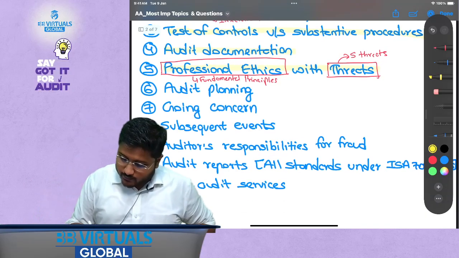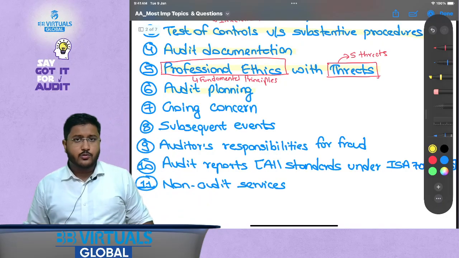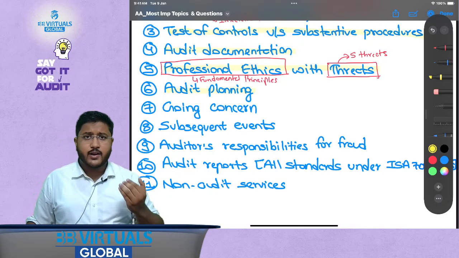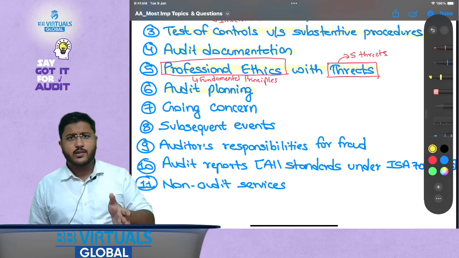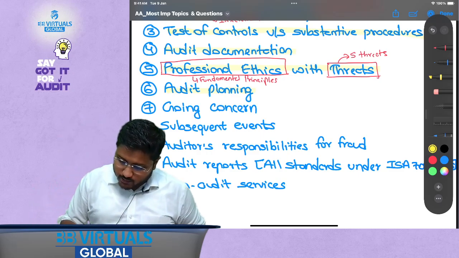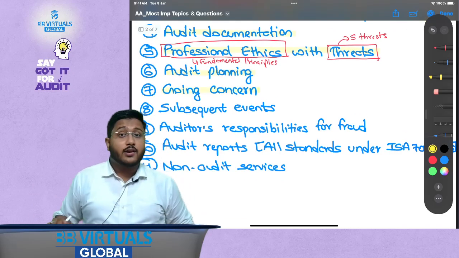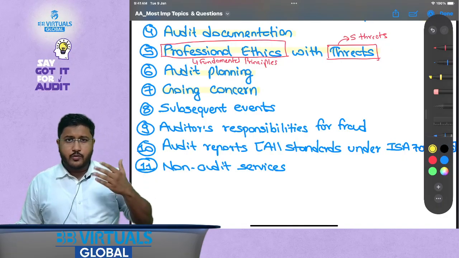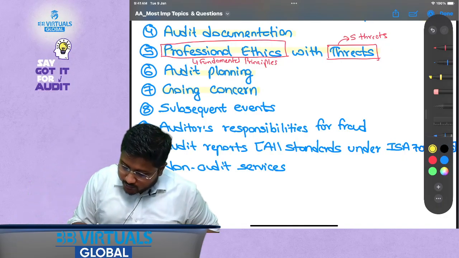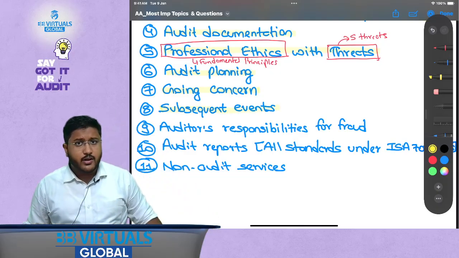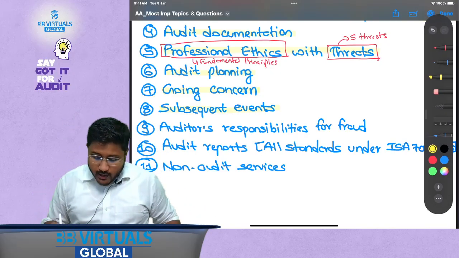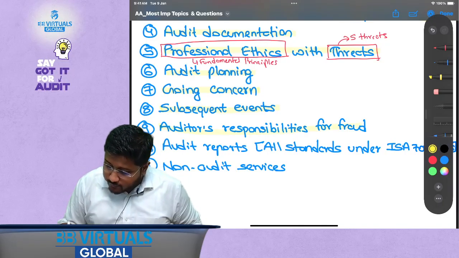Then audit planning. This is also part of the ISA 300 series, but it majorly talks about how we understand the entity, how we identify and assess the risk, how we evaluate the risk, and how we respond to the risk. Then going concern. Evaluation of the going concern assumption is very important for the auditor. How do we respond to this? Then subsequent events: which would be considered a subsequent event, how do we adjust for it, and what is the effect on the audit report. Then auditor's responsibilities for fraud.